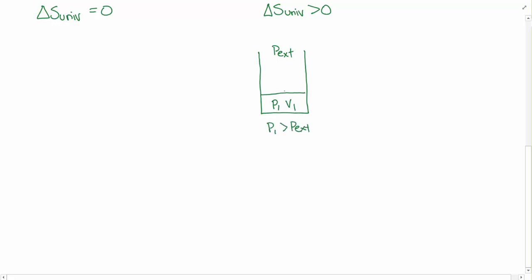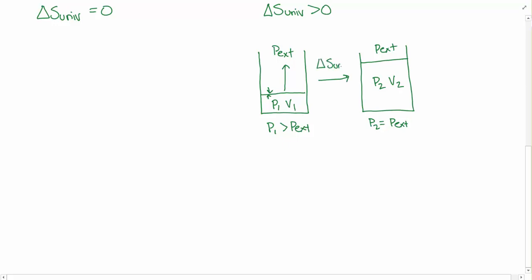The piston is going to push up until the pressure inside the system pushing up on the system is equal to the pressure outside of the system pressing down on the piston. So it's going to expand spontaneously until we have P2 V2, where P2 is equal to the external pressure. This is a spontaneous process and it involves a change in entropy of the universe that is greater than 0.